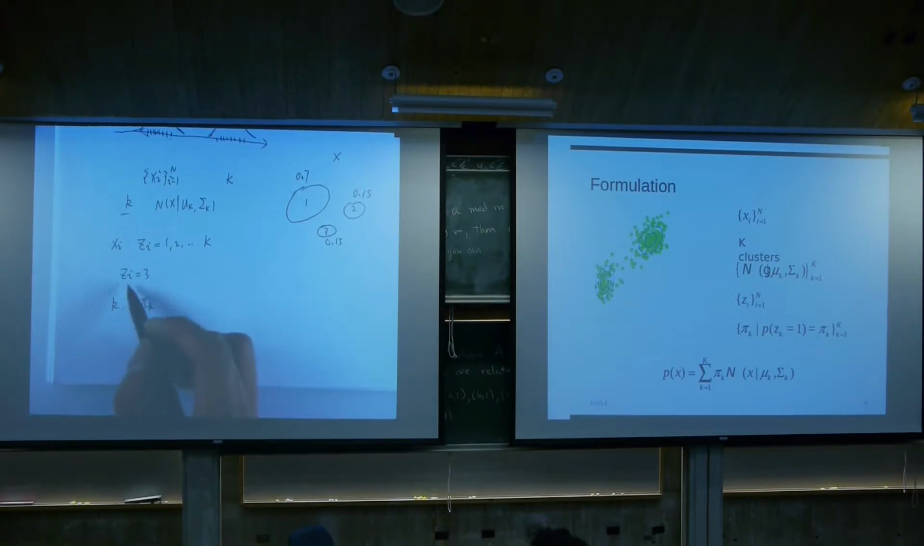Remember that z_i indicates which cluster this point is from. So the probability that z_i equals k, that is, the probability that data point x_i is from cluster k, equals the prior of this cluster, pi_k.